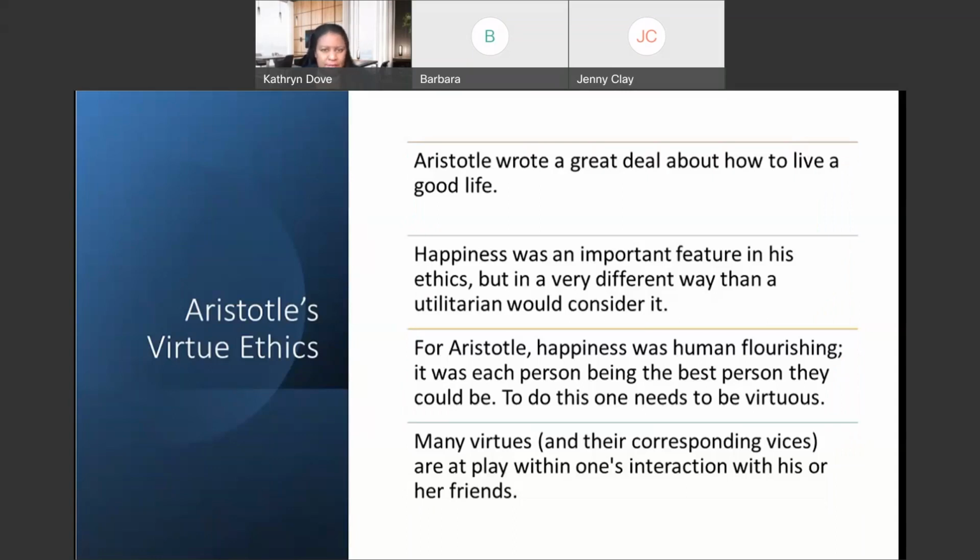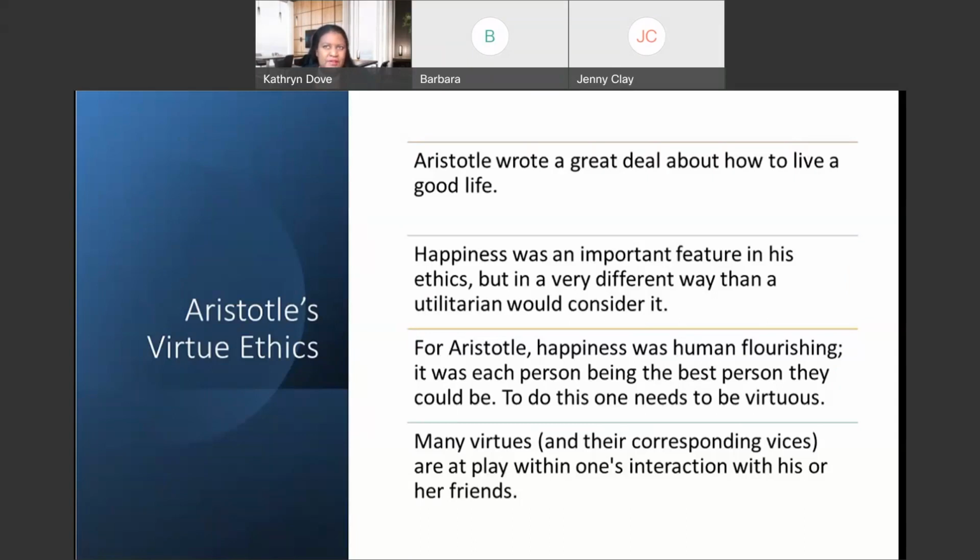Aristotle wrote a great deal about how to live a good life. Happiness was an important feature in his ethics, but not the same way that a utilitarian would consider it. For Aristotle, happiness was human flourishing, each person being the best person they could possibly be. And to do this, he believes one needs to be virtuous.